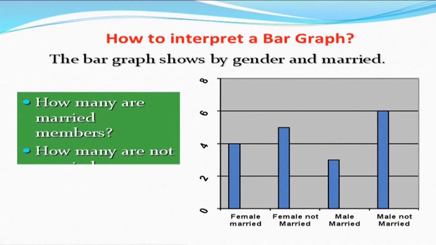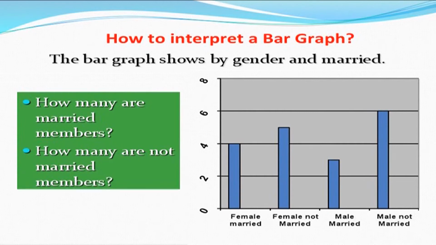Another question asked about the figure is how many are not married, means how many members are not married. Females who are not married is 5, and men who are not married, we can see in the diagram, it is going up to 6. So the total number of persons who are not married according to this bar graph is 6 plus 5, or say 11.